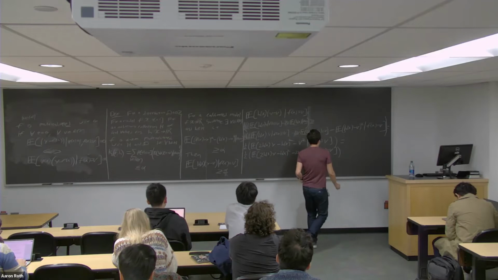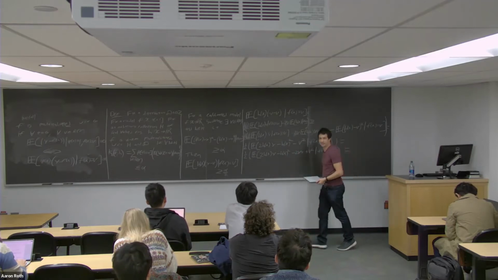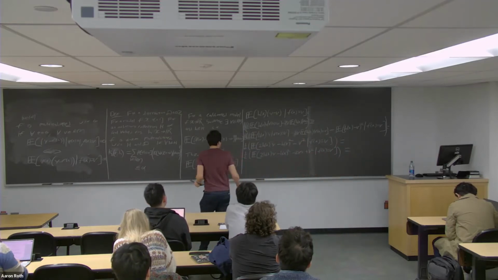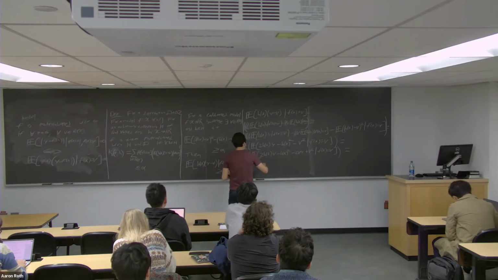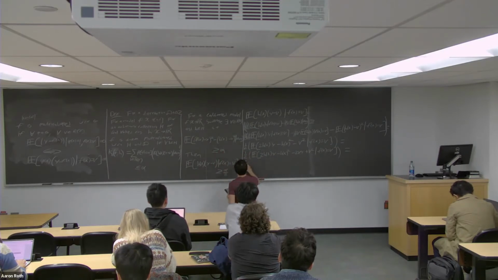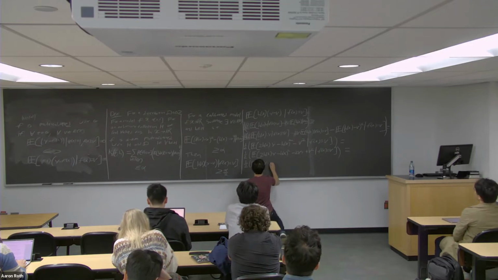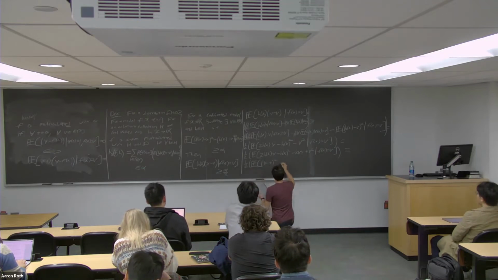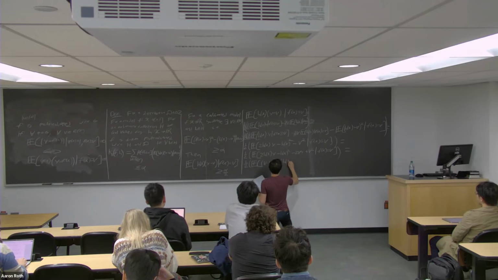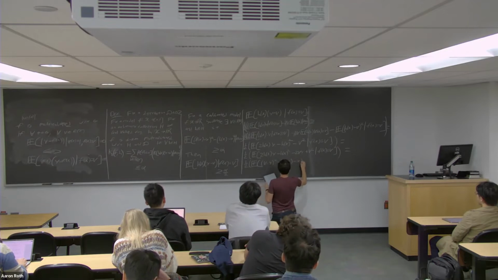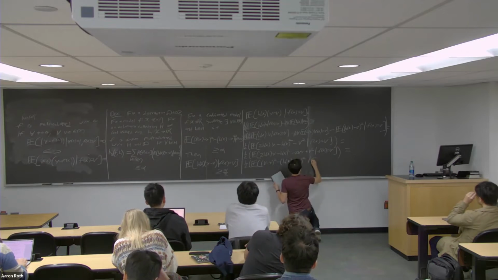Now that we've massaged things into this, we can write this as the expected value of v minus y squared minus h of x minus y squared, conditional on f of x equal to v.